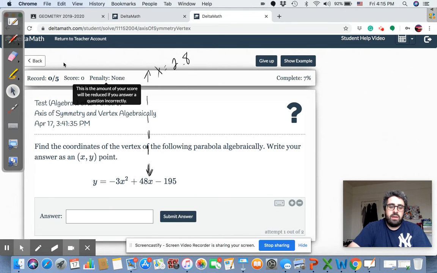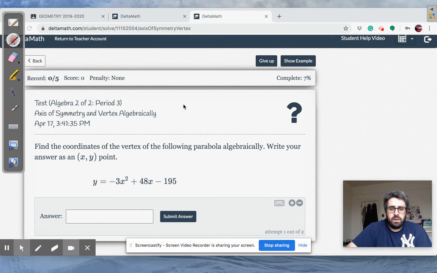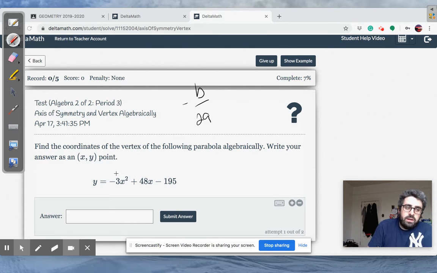So there is a formula for the axis of symmetry. The formula is negative b over 2a. So the axis of symmetry can be found using this formula, negative b over 2a. So we know from the standard form of a quadratic function that this value here, negative 3, is a. This value here of positive 48 is b. And this value of negative 95 is c.